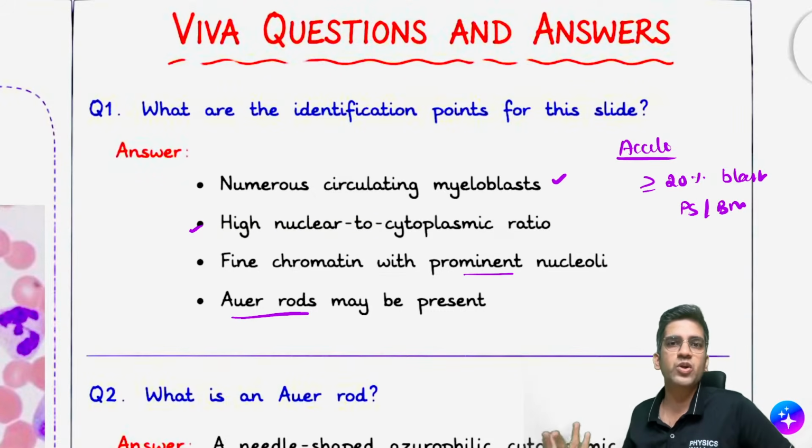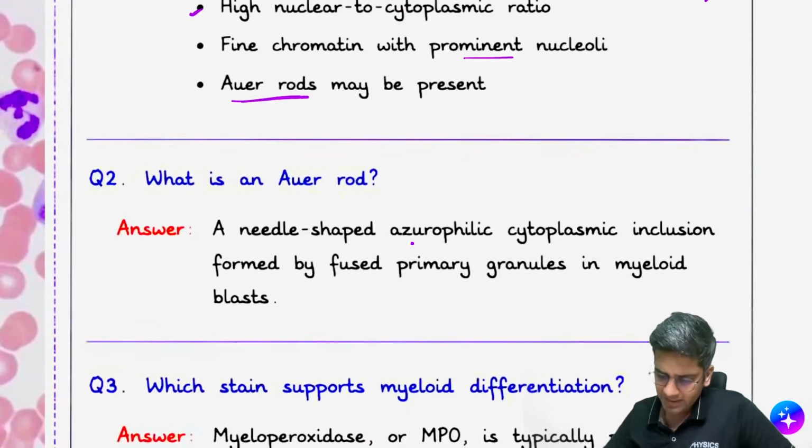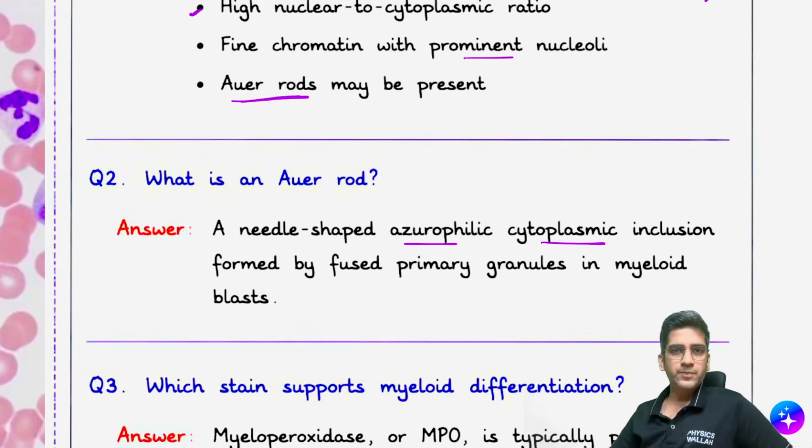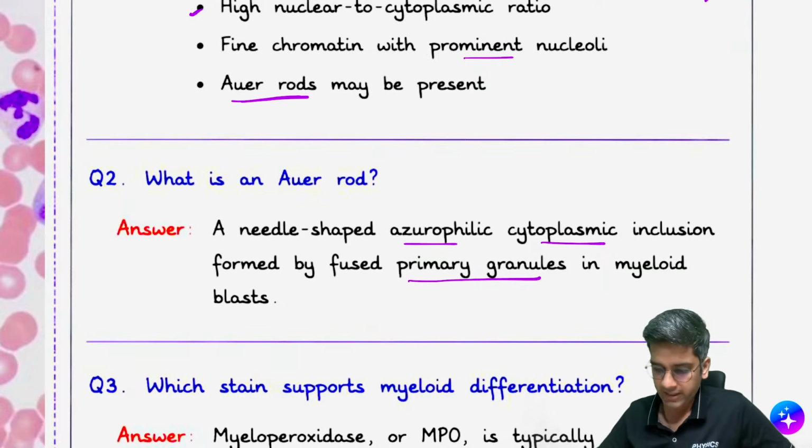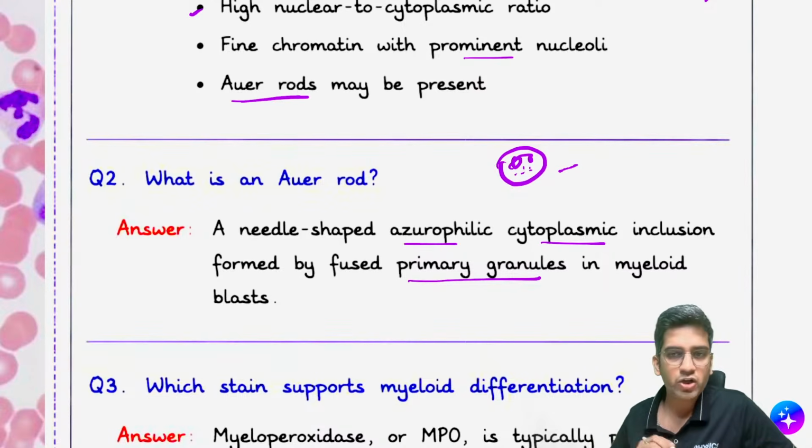What's an Auer rod? See, the next question is what is an Auer rod? An Auer rod is nothing but a granule in the form of a rod. That's all. It's an acidophilic cytoplasmic granule. It's formed by fusion of the primary granules of the neutrophils. That's all, right? Normally, neutrophils are granulocytes. They'll have granules like this. When these granules fuse and form a rod, we call it an Auer rod.